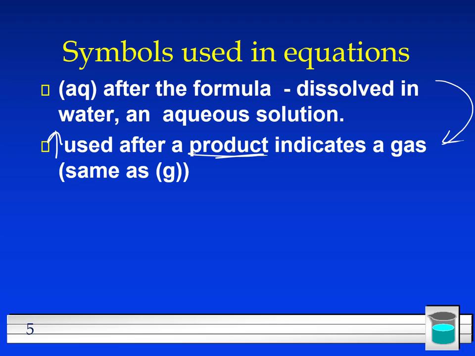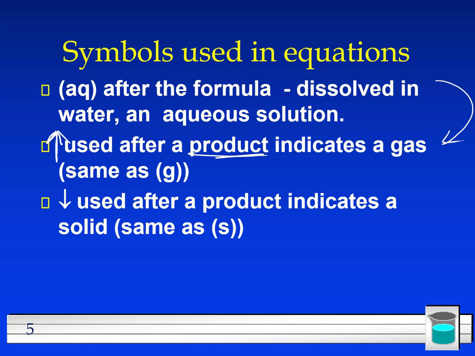You see bubbles form in the water. And those bubbles are going to rise. That's why they use an upward arrow. I'm going to make bubbles that rise and leave. That's why it's only on the product side, because they're trying to describe what happens. I make bubbles and they leave.